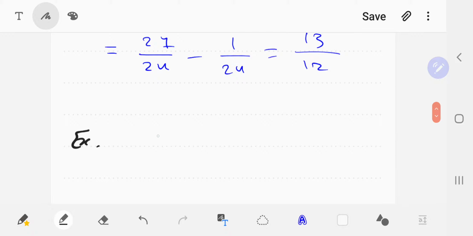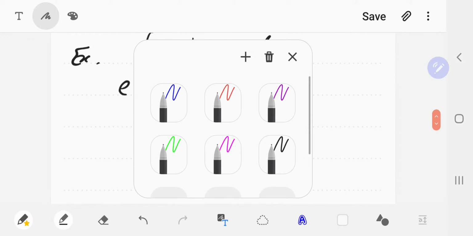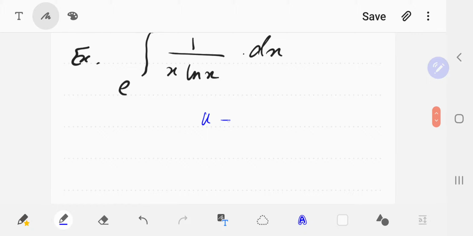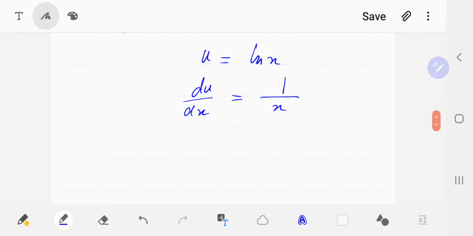Let's say I wanted to integrate 1 over x ln x, we did this before, from e to e squared. Okay, let's do this again by substitution. Since we have ln, u should be the ln. du over dx: the derivative of ln is the derivative of what's inside over what's inside. Cross multiply, dx is equal to x du.